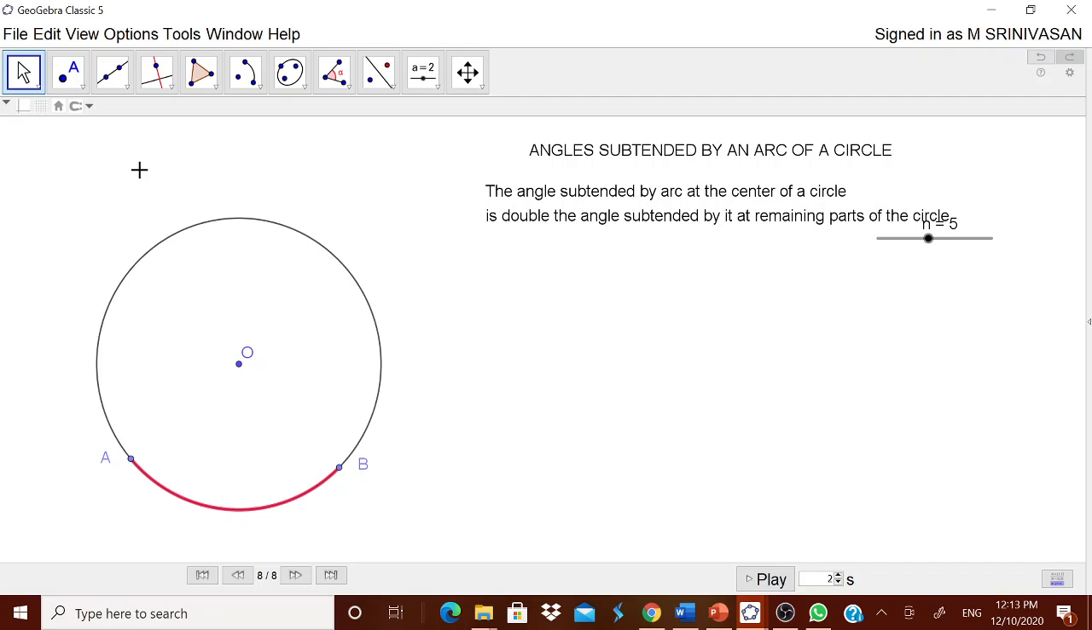Now we have to show them the angle subtended at the center. For that, let us go for this segment. Let us draw the segment now. Then again the segment OA and the segment OB.